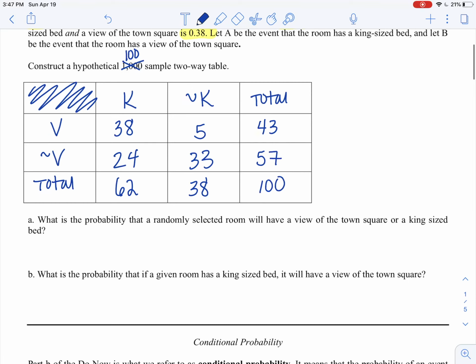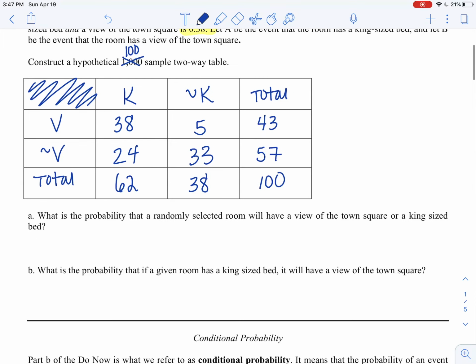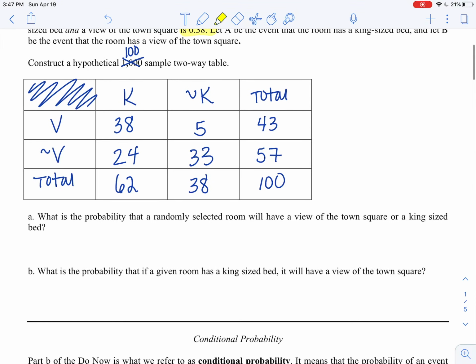Once you start filling in any of those rows and columns, everything kind of falls into place. So what's the probability that a randomly selected room will have a view of the town square or a king-size bed? Remember that when you set up your two-way table like this, the "or" is these three boxes added together: everyone that has a king-size bed with no view, everybody that has a king-size bed and a view, everybody that has a view but not a king-size bed.